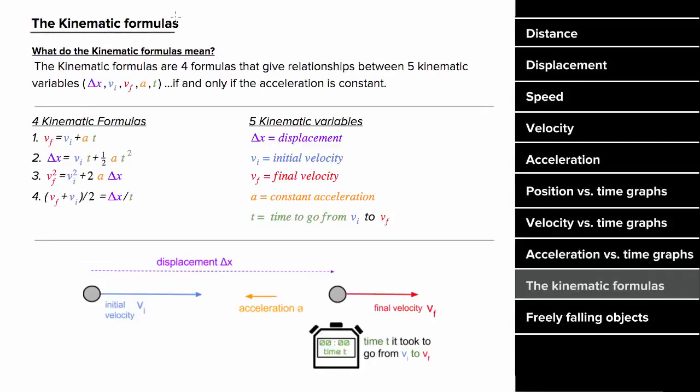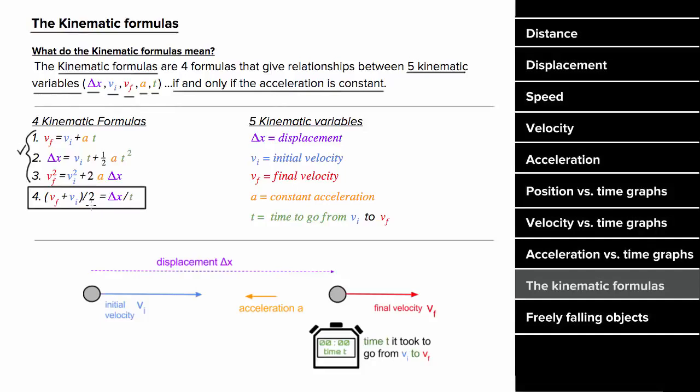What are the kinematic formulas? The kinematic formulas are formulas that relate the 5 kinematic variables. Those variables are displacement, initial velocity, final velocity, acceleration, and time. But these kinematic formulas only give true relationships if the acceleration is constant. These 3 kinematic formulas are given on the AP test, but this last one is not.